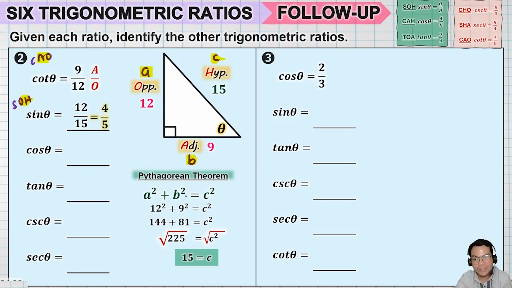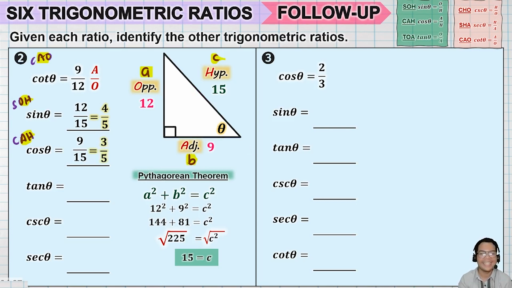Let's proceed with cosine theta. So when you answer, i-lowest term na. Cosine theta naman tayo. Let's have CAH, adjacent over hypotenuse. 3 over 5. Supposedly, it's 9 over 15 because your adjacent is 9 and your hypotenuse is 15. But the lowest term of 9 over 15 is 3 over 5.